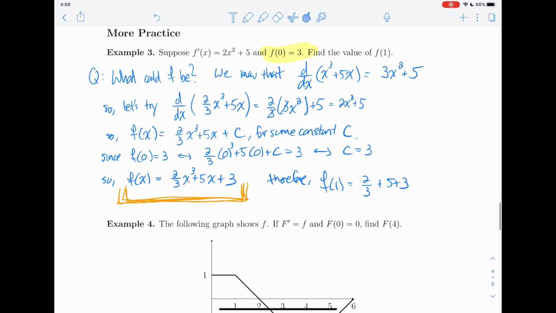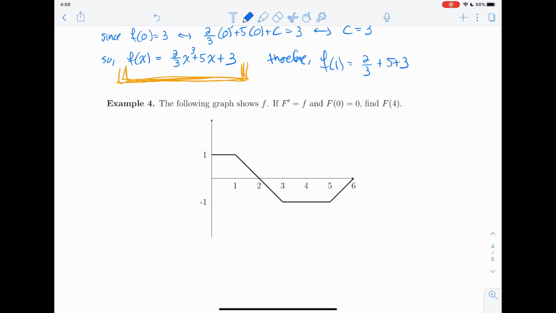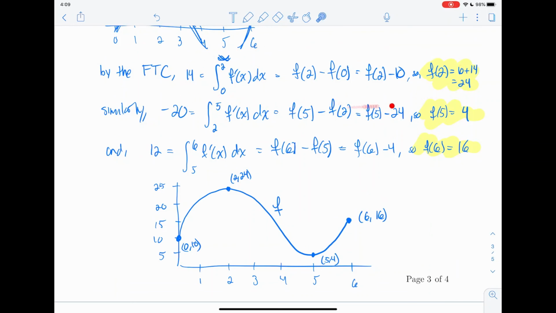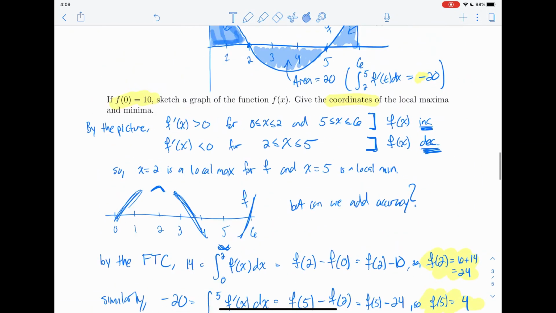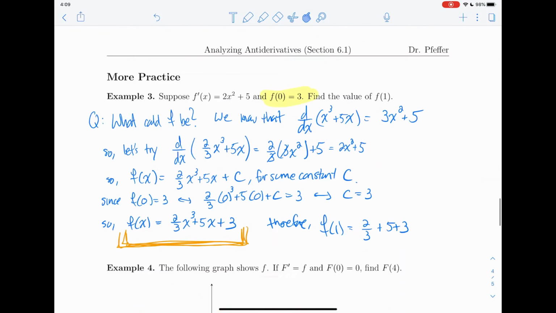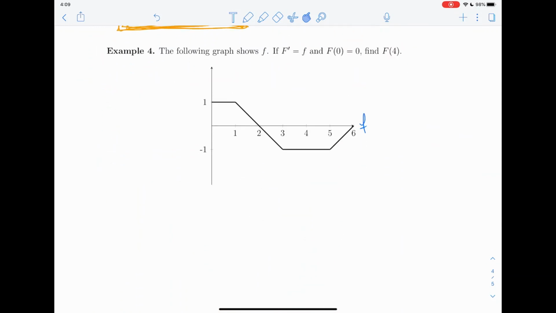The next question here says, here's a graph of a function f. We know f is the derivative of its antiderivative, capital F. We're given an initial condition on capital F, and we'd like to find the function value, capital F, at 4. Remember that if you want to find antiderivative values at a particular number, as we saw up here, the Fundamental Theorem of Calculus is very helpful in doing so, provided you can determine the areas under the curve of the derivative. Fortunately, this is a very, very easy looking function.